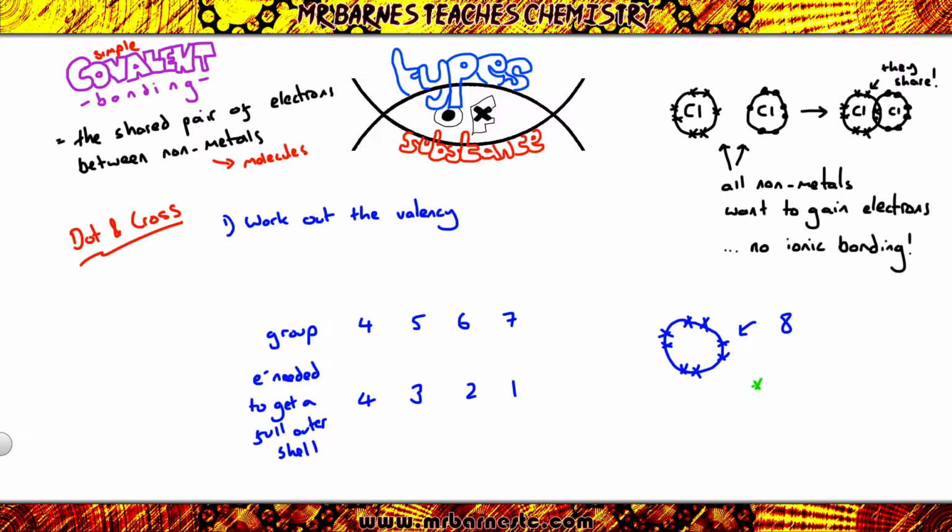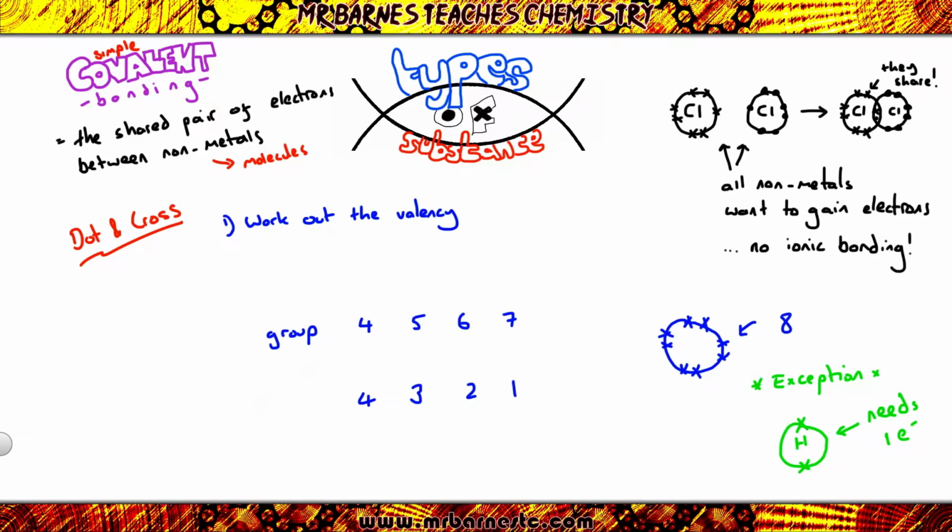The only exception to that is hydrogen. Hydrogen has 1 electron in the outer shell, but it only needs to gain 1 because that shell can hold a maximum of 2. The electrons needed to get a full outer shell, that is the valency. That is the number of bonds an atom can make.